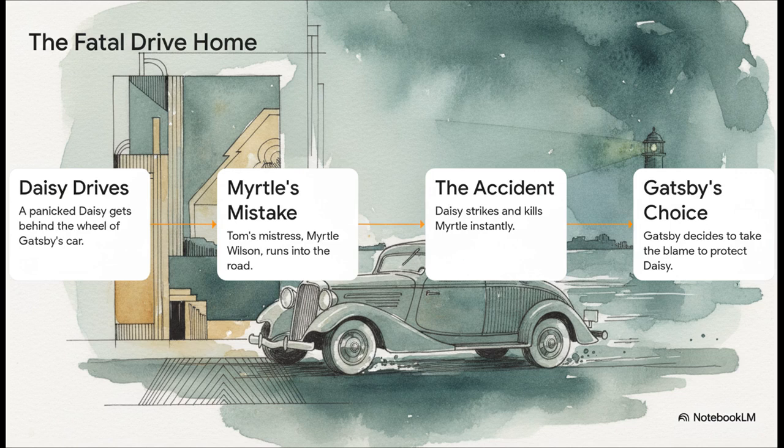The drive home from the city is pure chaos. A completely distraught Daisy is driving Gatsby's car. All of a sudden, Tom's mistress, Myrtle, runs into the street. She thinks Tom is in the car. Daisy hits her. She kills her instantly. And in one last, desperate act of devotion, Gatsby tells Nick he'll take the blame. He's going to protect Daisy no matter what.